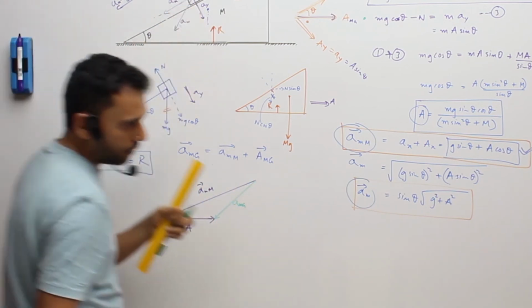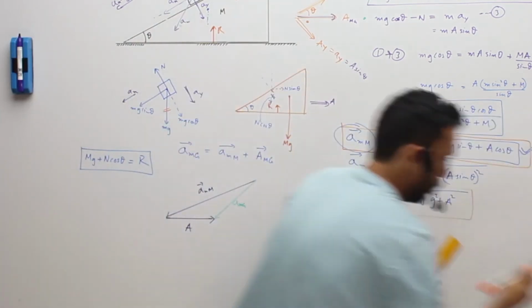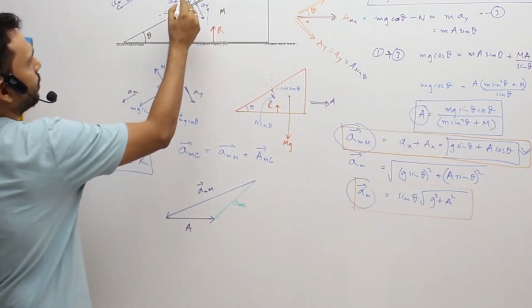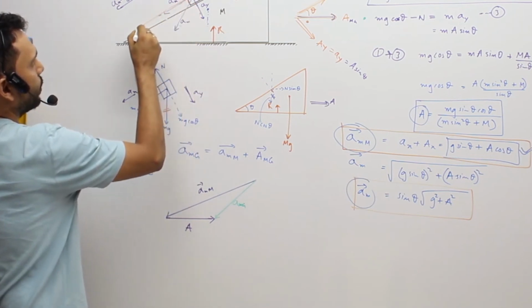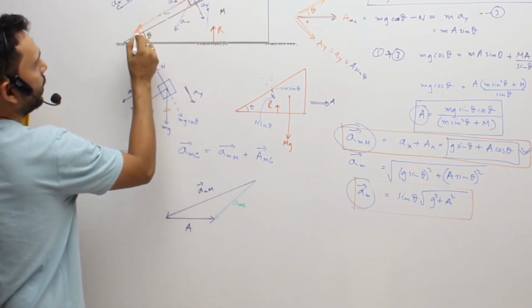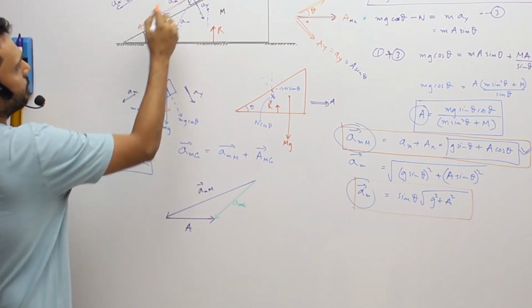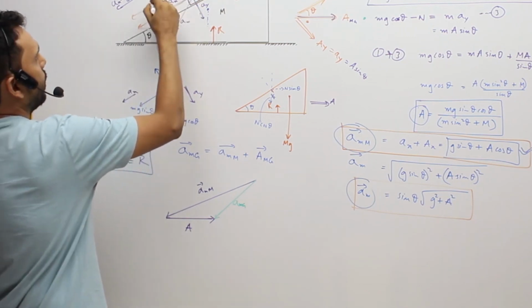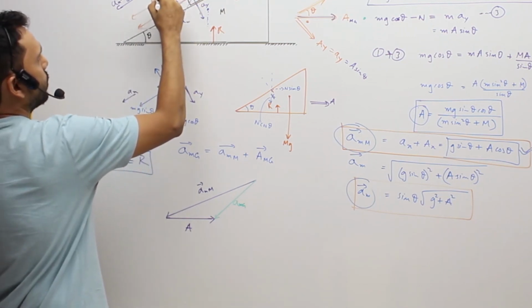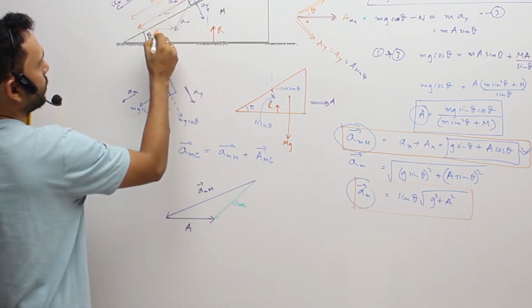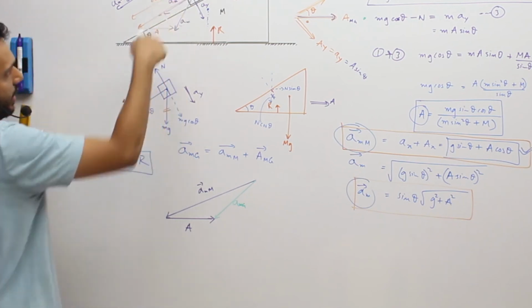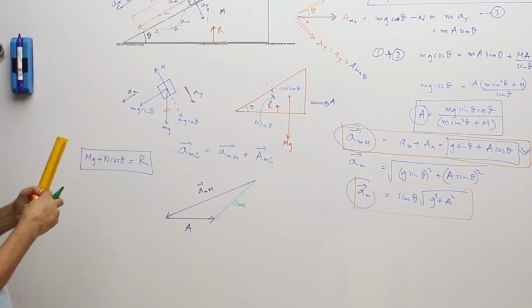To make it over here with the orange pen, the mass had gone down the incline, but the inclined plane itself went in. So this was the acceleration of the small mass with respect to the capital mass, and this is A. So this is your AM. So that is what has happened.